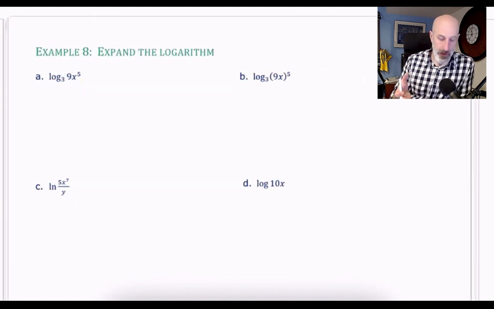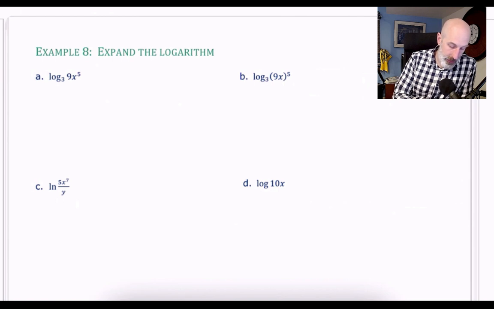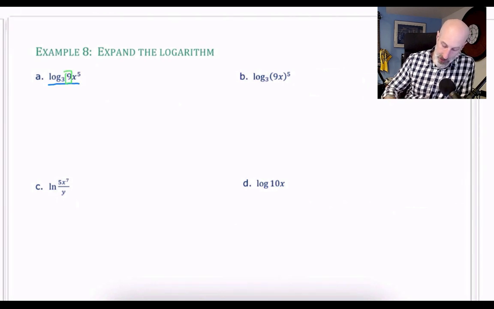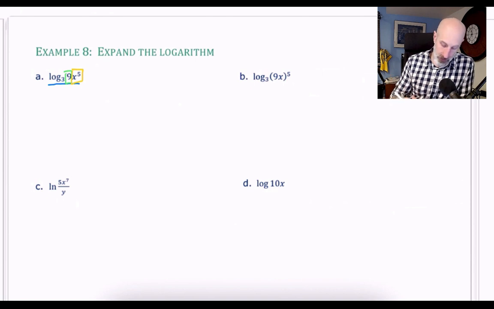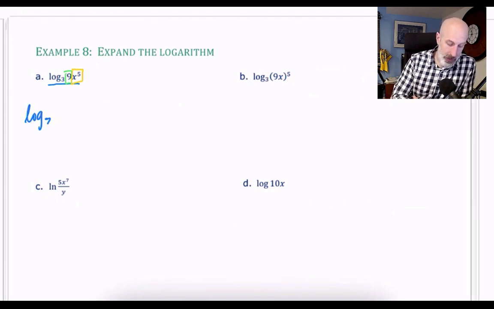If we're expanding, like in example 8a, well, I want to go exactly in reverse. So I'm going to say that if we have log base 3 of 9x to the 5th, I can first identify that 9 and x to the 5th are my 2 factors in that multiplication. That means I'm going to have a log base 3 plus another log base 3 where the arguments are 9 and x to the 5th.